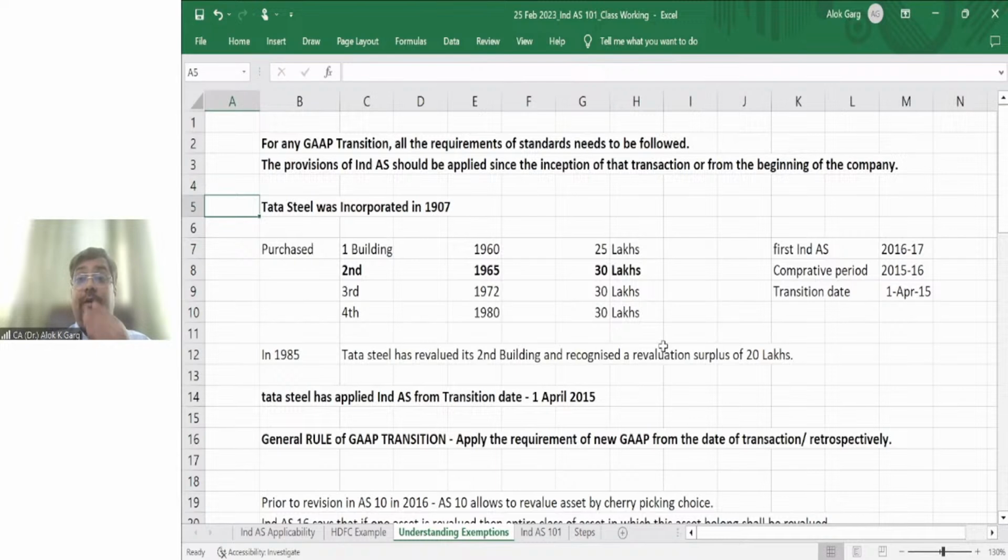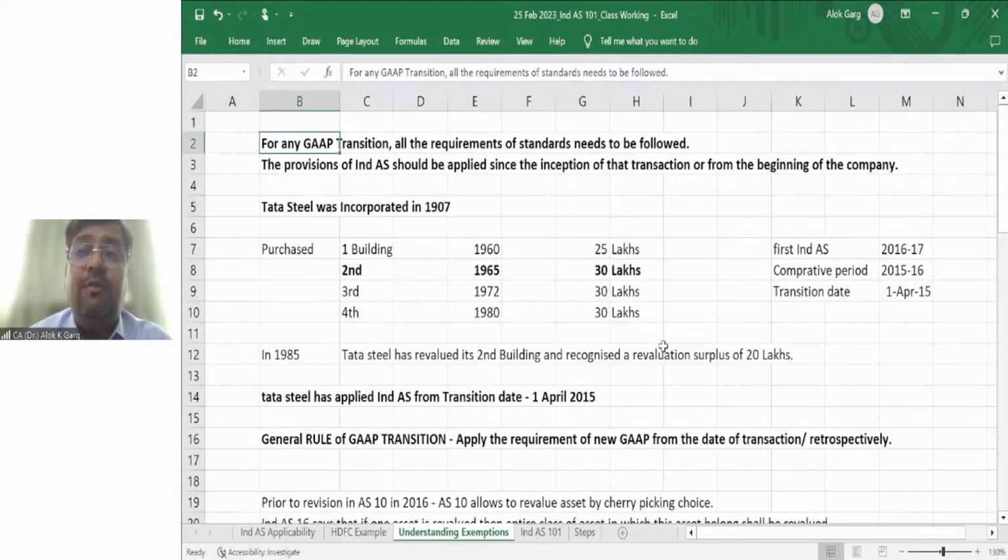What I've told you is that for any GAAP transition, when you're applying Ind AS for the first time, all the requirements of the standard need to be followed, right? The provisions of Ind AS should be applied since the inception of the transaction or from the beginning of the company. You understand this line, na? Let's discuss one example from Tata Steel.